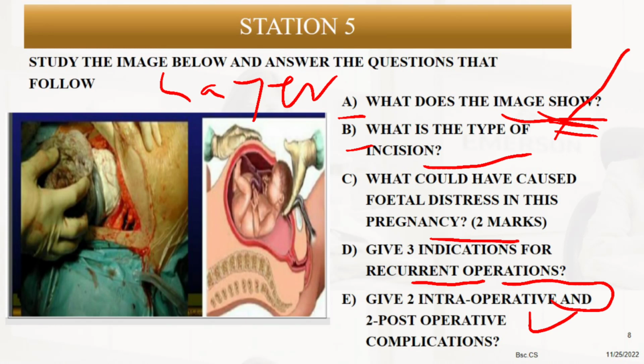Then if you classify it according to the number of procedures, we can have a primary C-section, meaning for the first time, then a repeated C-section. So those are some of the things you need to know about a C-section.